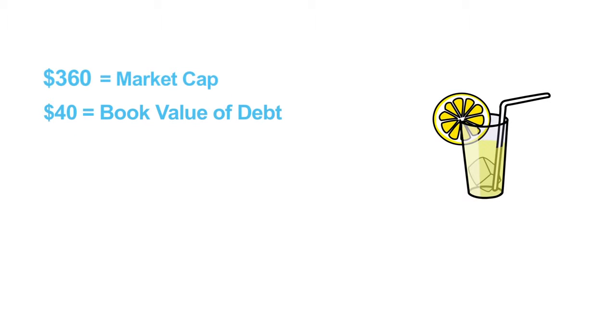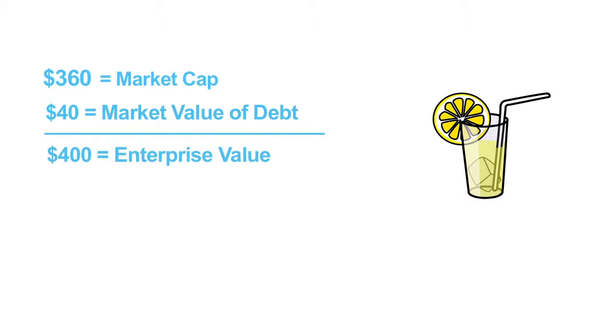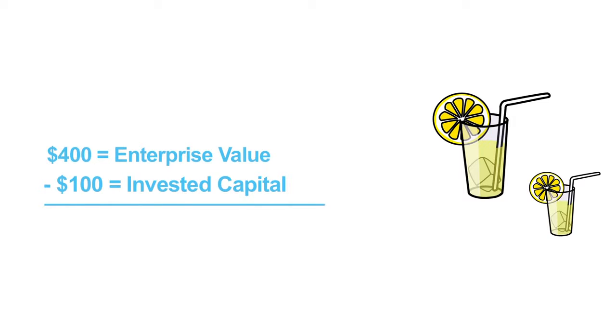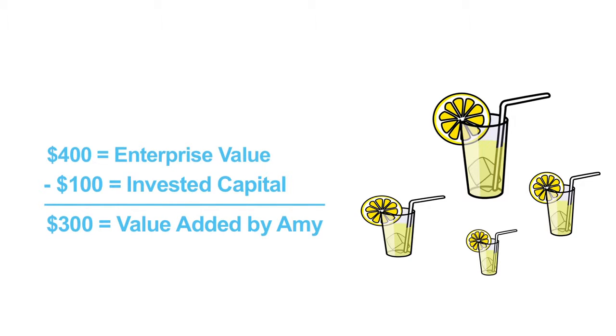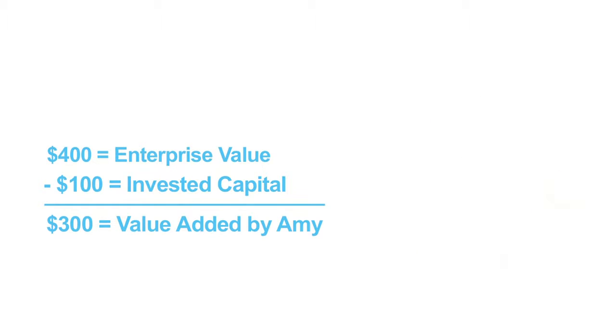Because Amy has a good credit standing, the book value of debt is the same as the market value of debt. The enterprise value of a company is its market cap plus its market debt. The enterprise value of Amy's lemonade stand is $360 plus $40, which is $400. Remember that the invested capital was only $100. The difference between the enterprise value and the invested capital here is $300. This $300 can also be thought of as the value added by Amy to the initial capital.